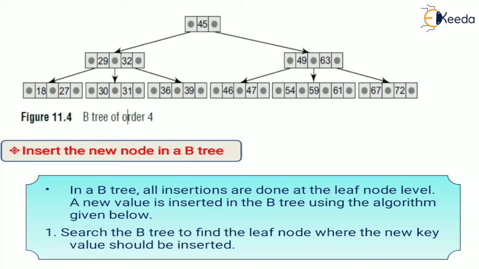To insert a new element inside a B tree, we have to focus on the order of the tree, that is the value of m, so that we can calculate the number of keys, and based on that we find out whether any place is available to insert a new node. The first step is to search the B tree to find the leaf node where the new key value should be inserted. First we have to find the leaf node, because insertion is done from the leaf node itself.